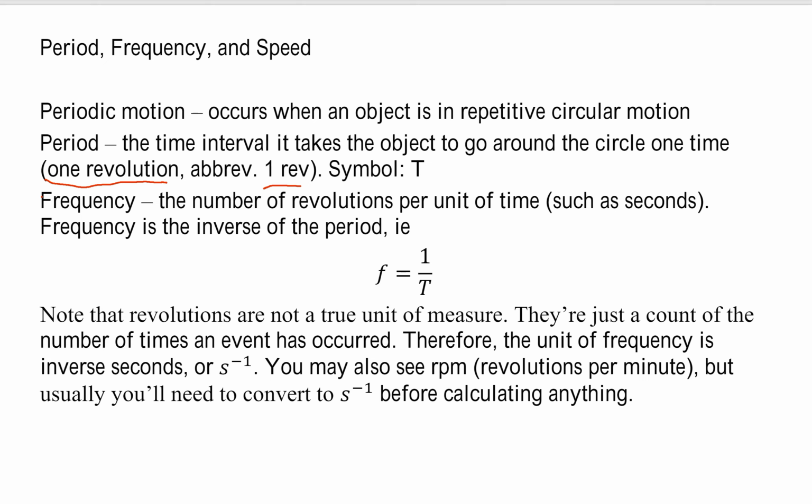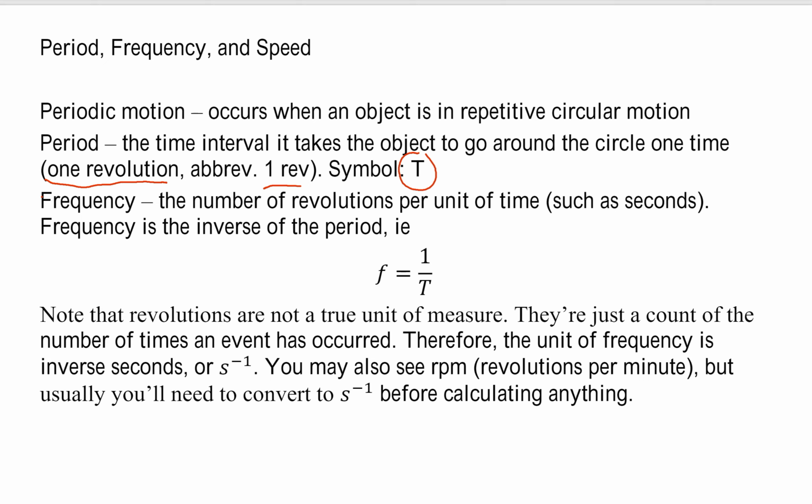The symbol for period is a capital T. Now this could be confused with tension, so you have to be kind of careful. We use a capital T for period, we use a capital T for tension, so you have to just understand what it is that you're talking about there. Period is capital T for us. Okay, so remember, period is the amount of time it takes to go through one full revolution.